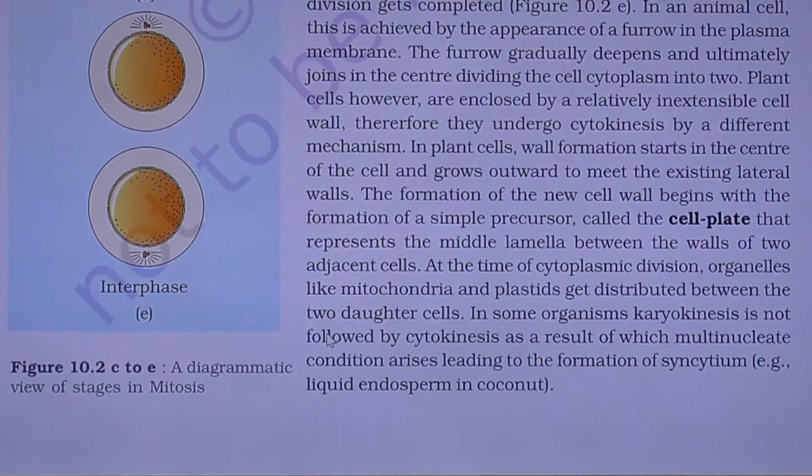In some organisms, karyokinesis is not followed by cytokinesis, as a result of which multinucleate condition arises leading to the formation of syncytium, example liquid endosperm in coconut. So here we are seeing the plant cell and the animal cell.